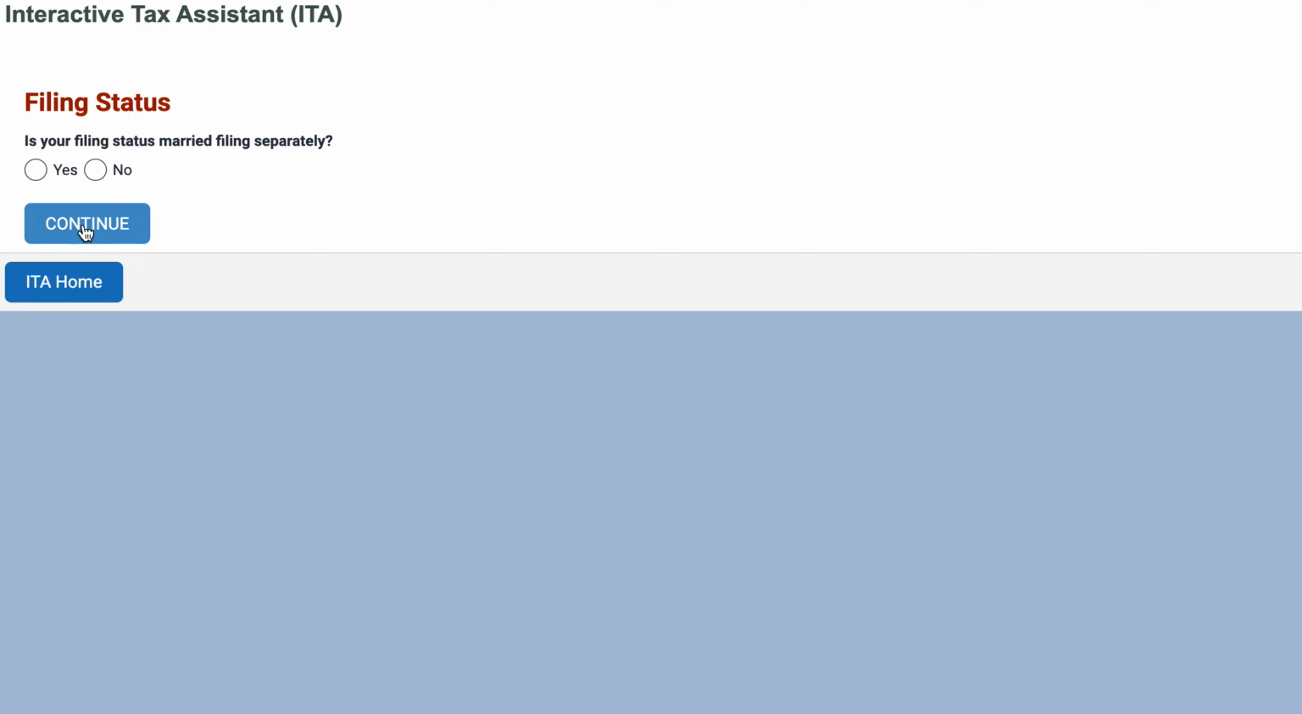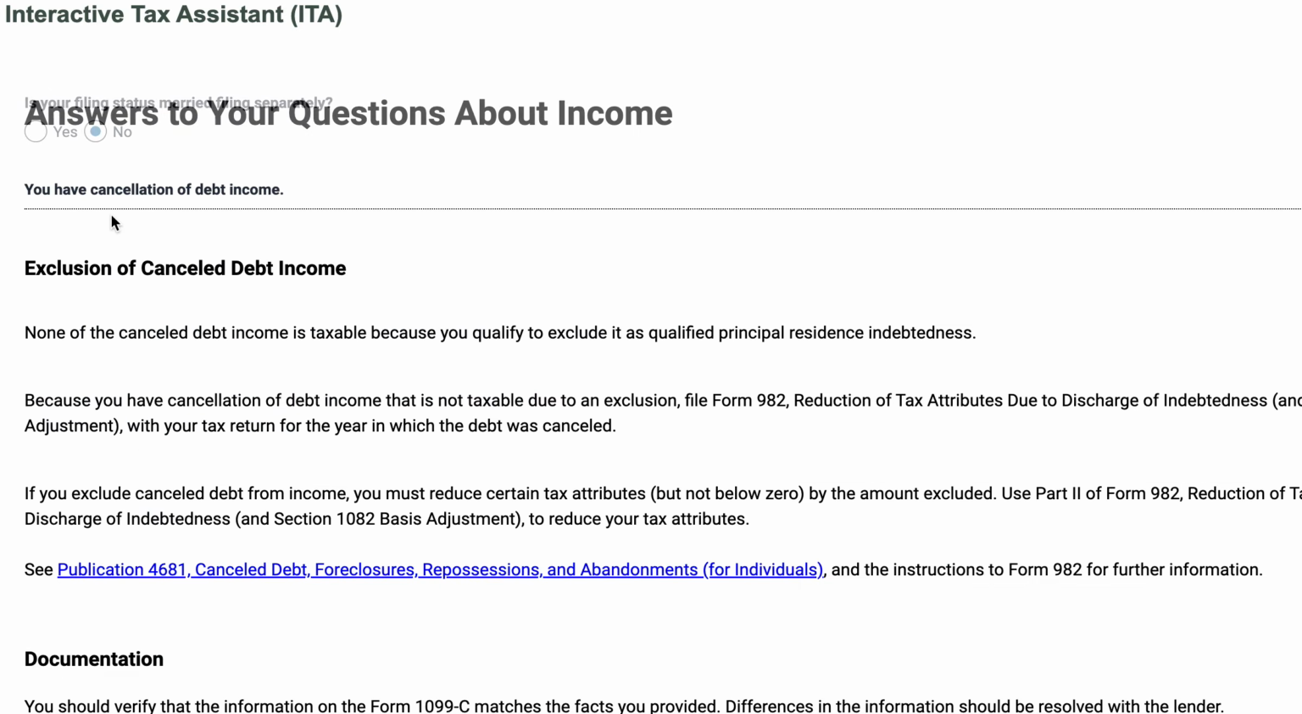We did receive a Form 1099-C. We are not married filing separately. So you do have cancellation of debt income. However, none of this canceled debt is taxable because you're able to qualify to exclude it as qualified principal residence indebtedness. To claim this exclusion, you would have to file IRS Form 982, reduction of tax attributes due to discharge of indebtedness, with your tax year return for the year in which your debt was canceled.